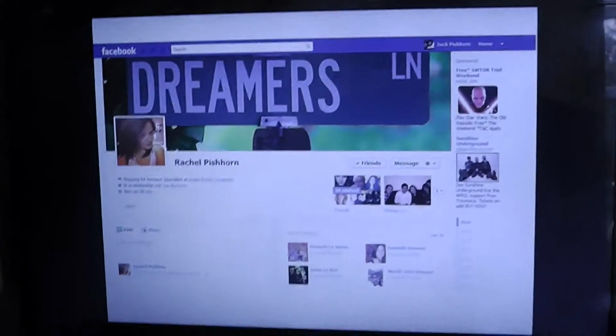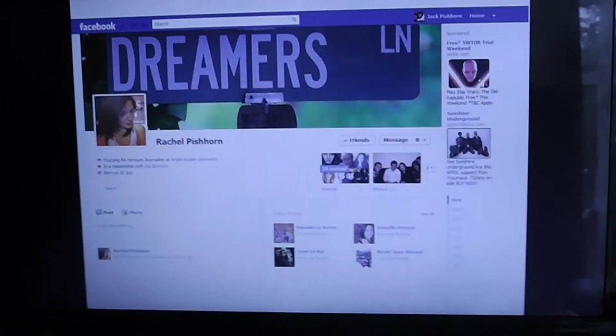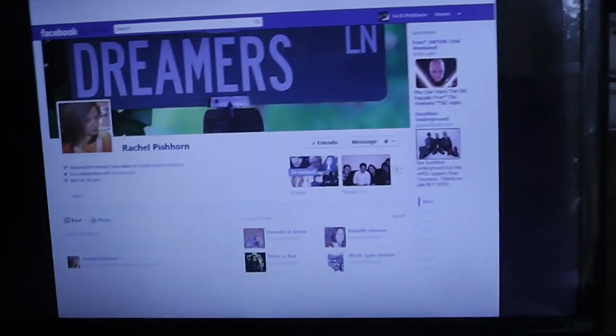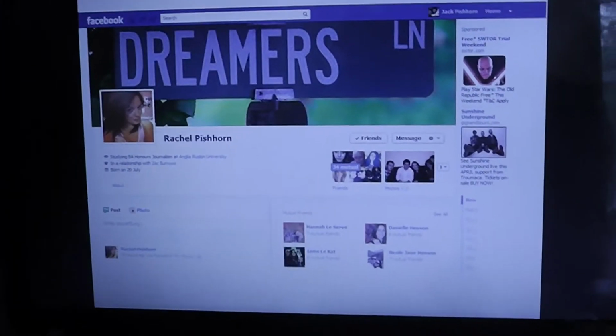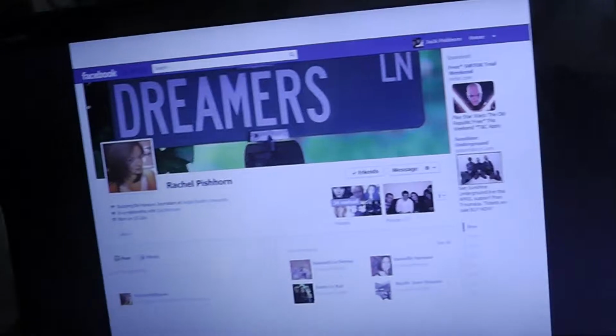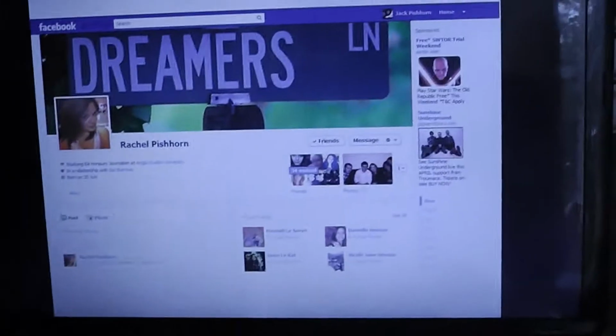Third person is Rachel Pishorn. She's 21 years old, and we're using her as a businesswoman. So we'll be dressing her up in a suit and high heels and lots of glamorous makeup, and then a splash of blood and guts all over her.